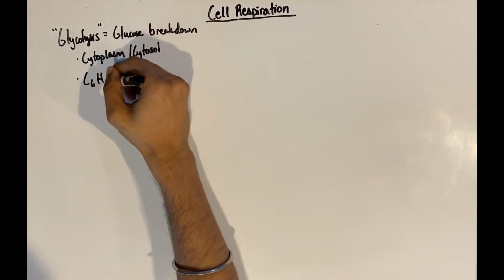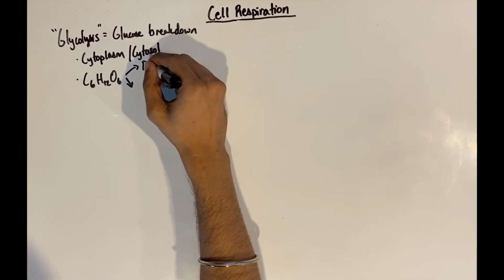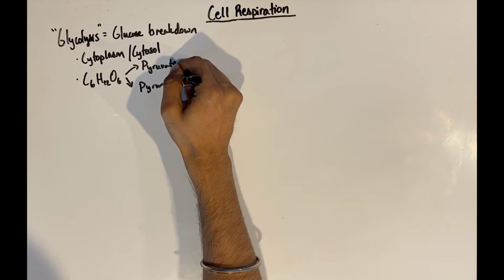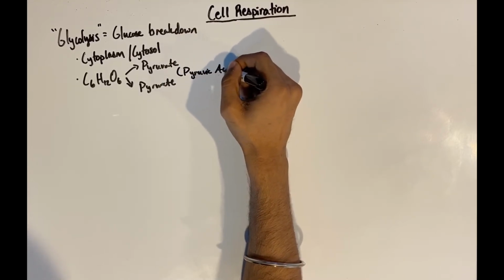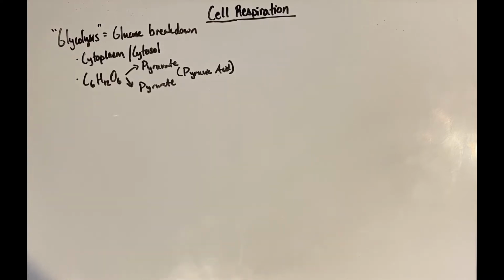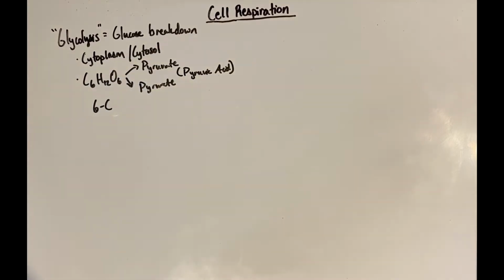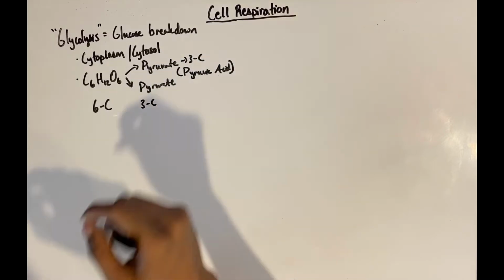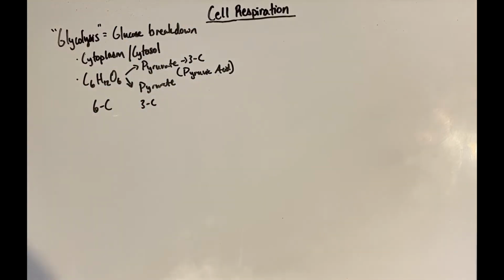So we start glycolysis with the molecule of glucose, C6H12O6, and it breaks up into two pyruvate molecules. So pyruvate. And these two are further used down the cell respiration reaction. Pyruvate is also known as pyruvic acid. An easy way to understand the relationship between glucose and pyruvate is that glucose is a 6-carbon molecule and pyruvate is a 3-carbon molecule. And then this is also a 3-carbon molecule. So two 3-carbon molecules of pyruvate make up one 6-carbon molecule, such as glucose.